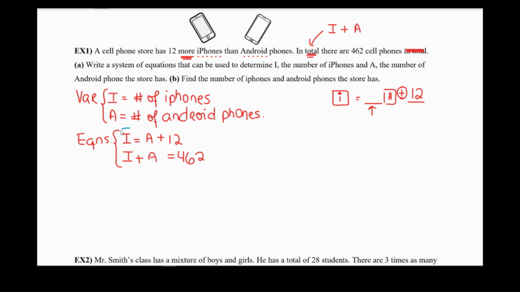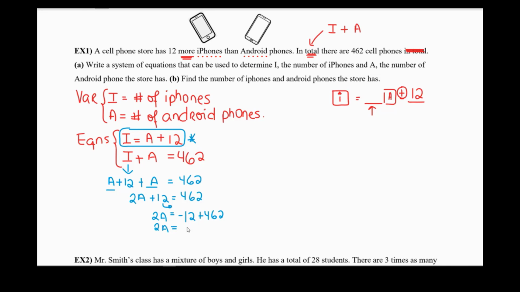And I can see that I have the letter I alone, so I'm going to put a box around it and a star. And on the other equation, I'm going to draw an arrow under the I, and I'm going to write A plus 12, and then I'll copy the rest of the equation. Now I'm going to combine like terms, so I'm going to have 2A plus 12 equals 462. Now I'm going to send the 12 to the other side, so this would be 2A equals negative 12 plus 462. So this would equal 450.